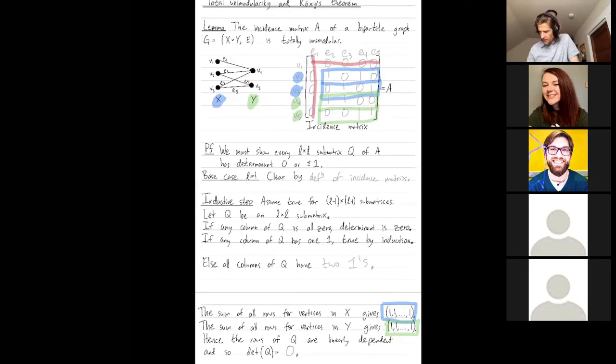Questions? It's sort of a cool proof using the properties of bipartite graphs.